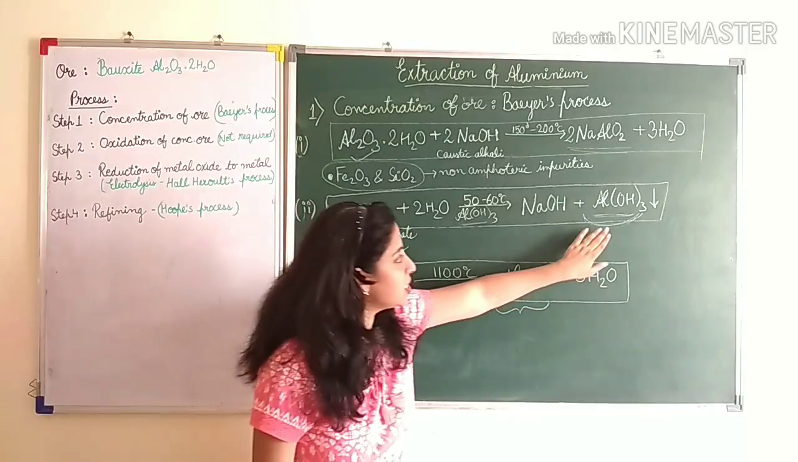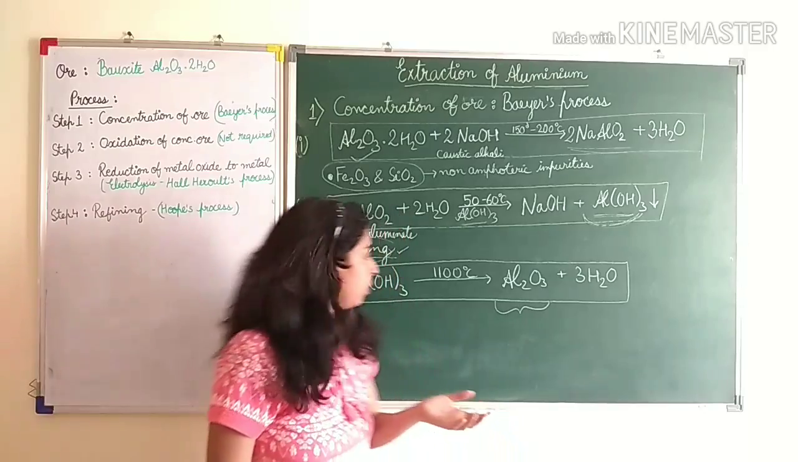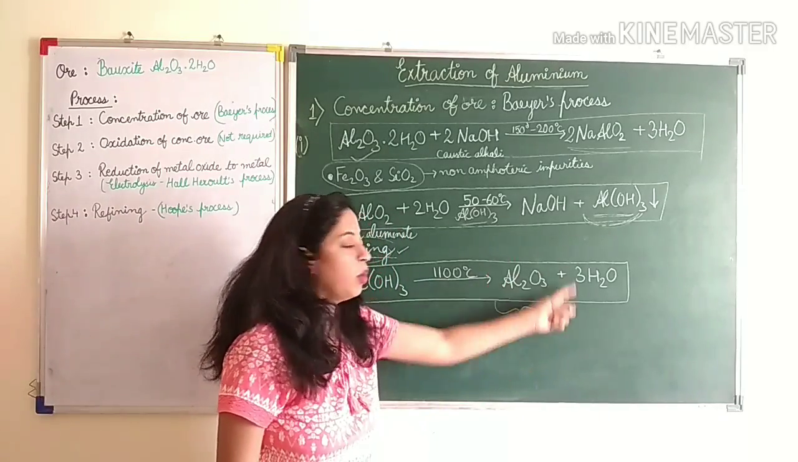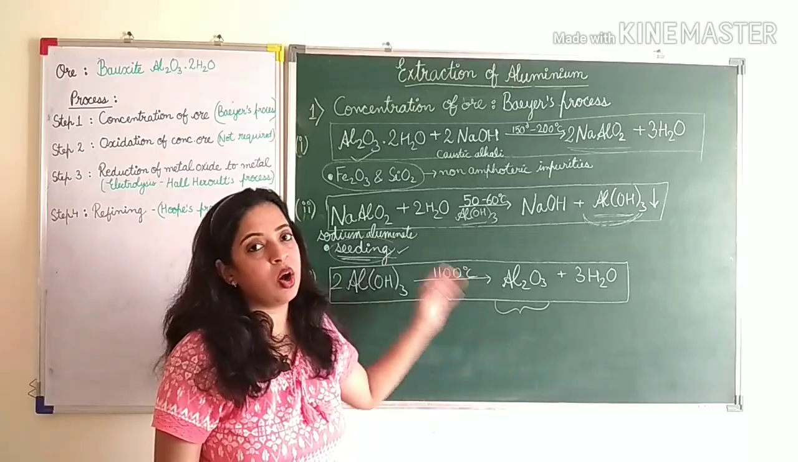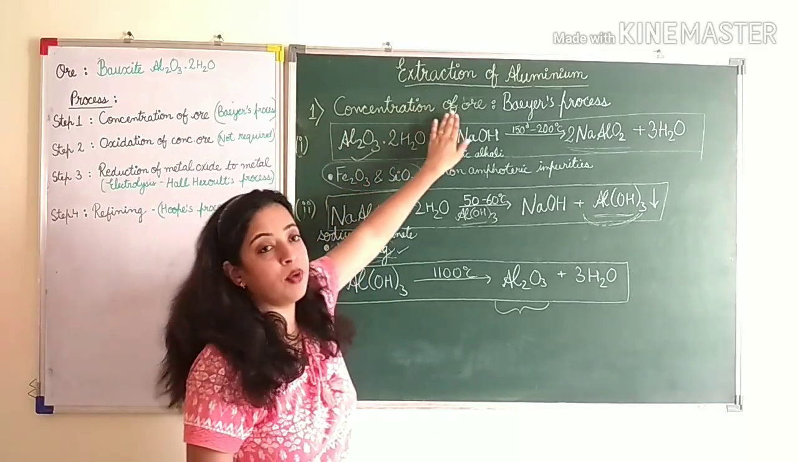Then you take this aluminium hydroxide, you filter it, and then you dry it, and then you ignite it at high temperature to get pure alumina, which is free of impurities. So this was your concentration of ore.